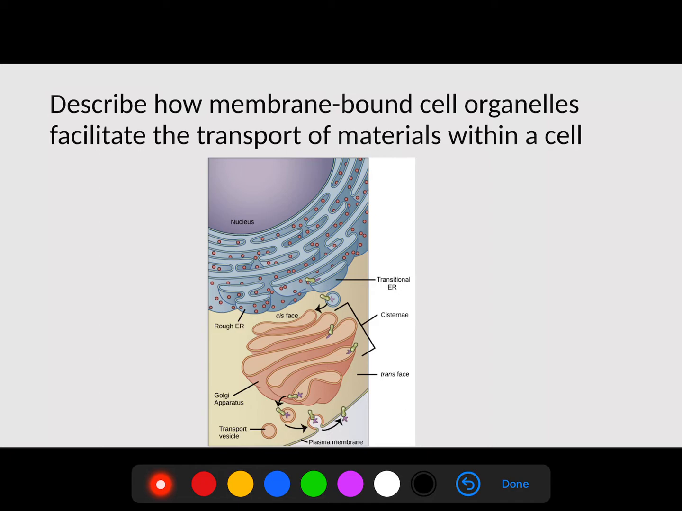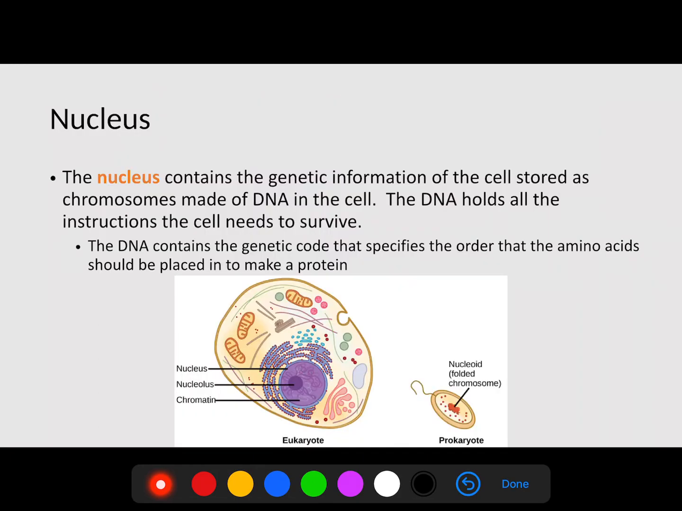Again, we're going to focus on everything that starts in the nucleus, the rough ER, the smooth ER, the Golgi apparatus, vesicles, and we're going to see how our body, our cell, moves things out and in to communicate with other cells. Now, the first structure we've got to focus on is the nucleus. The nucleus is really important because it contains all of our genetic information. It contains genetic information of the cell stored as chromosomes made up of DNA.